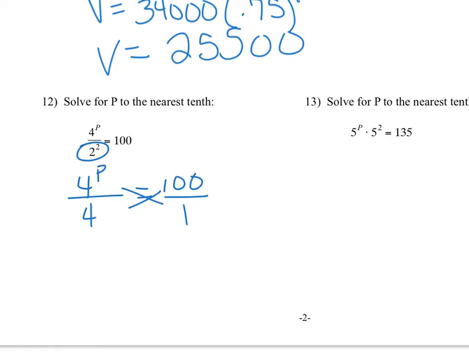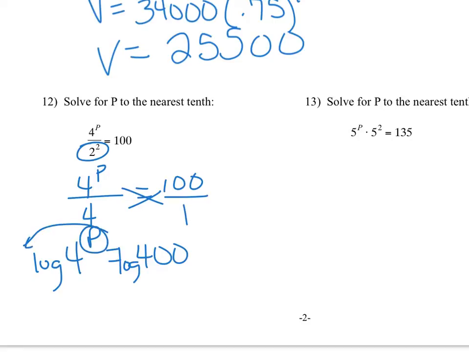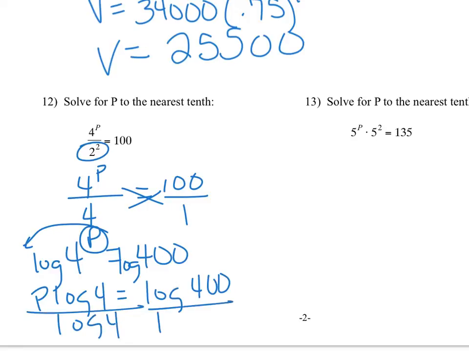Cross multiply, or just multiply by 4, and you get 4p equals 400. And then you solve. You're solving for an exponent, so you have to use logs. The p goes out in front. So p log of 4 equals log of 400. Divide by log of 4.